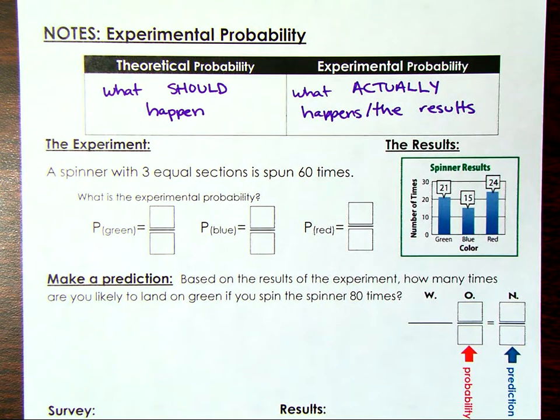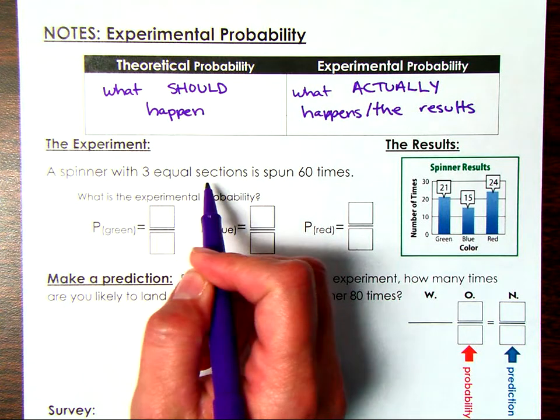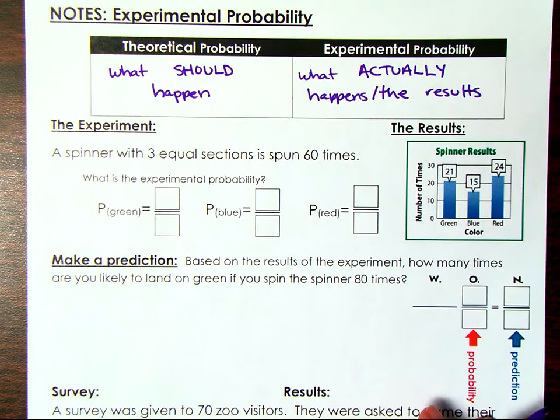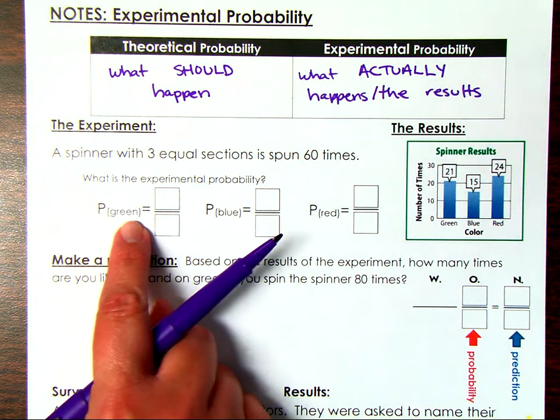So let's look. The spinner with 3 equal sections is spun 60 times. Again, it has to be 3 equal parts, okay? And it's spun 60 times. So what is the experimental probability? So what was the probability of spinning green?